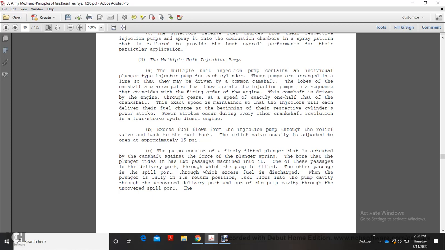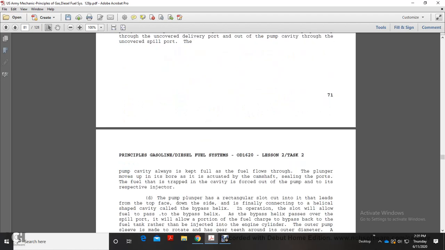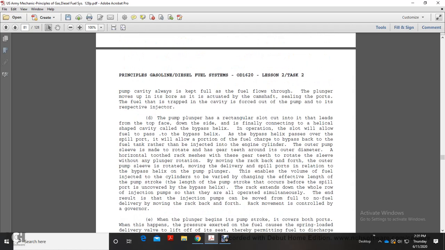When the plunger is fully into the return position, fuel flows into the pump cavity through the uncovered delivery port, and out of the pump cavity through the uncovered spill port. The pump cavity always will be kept full as the fuel flows through. As the plunger moves up, driven by the camshaft, it seals the ports. The fuel is then trapped within the cavity and forced out of the pump and into the respective injector.